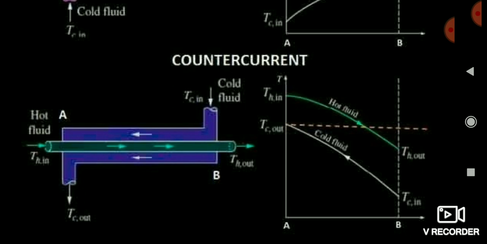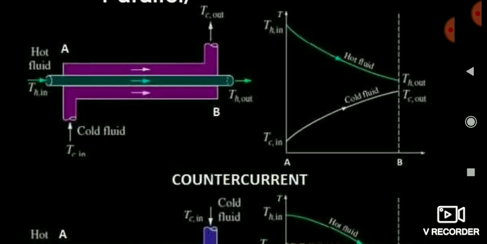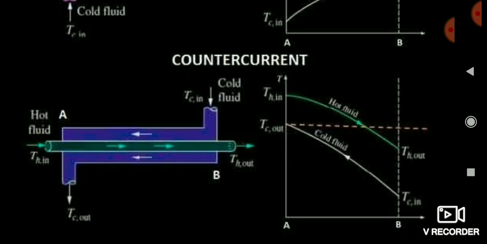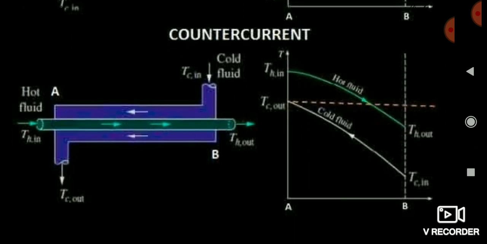Now friends, here you can also see that the arrows in the green color line and the arrow in the white color line, both are running in the same direction. So this is the case of a parallel flow heat exchanger. And now friends, you see the case of the counter flow heat exchanger.